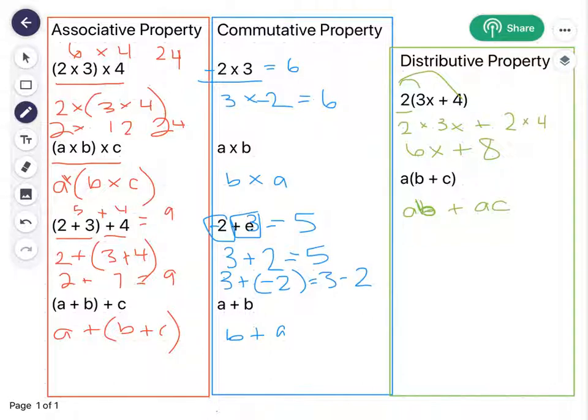Okay? Distributive property, take that number that is directly beside the parentheses out front, multiply it by the two terms on the inside, and figure out what your new problem is. Those are the three properties that you need to know.